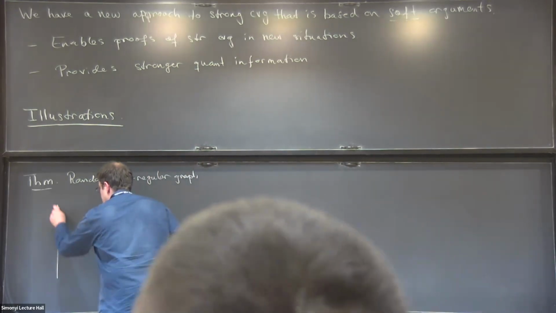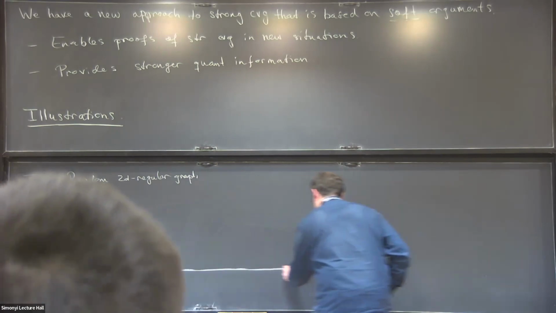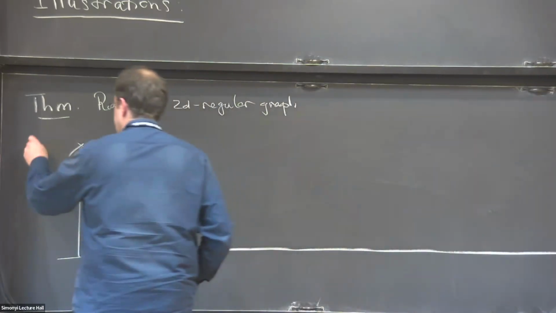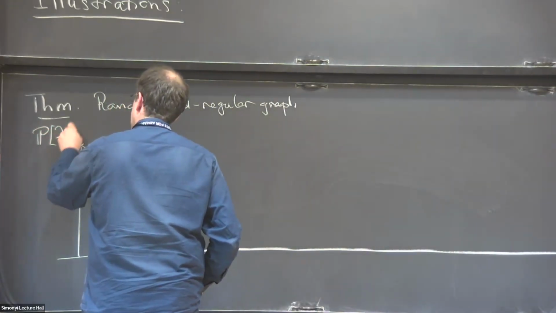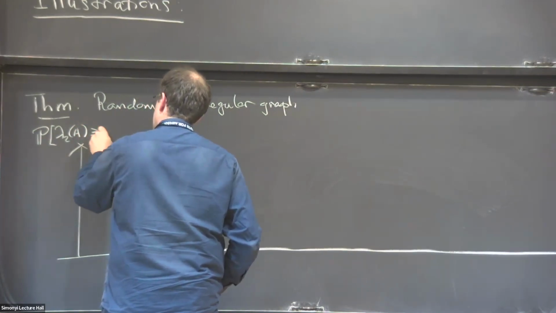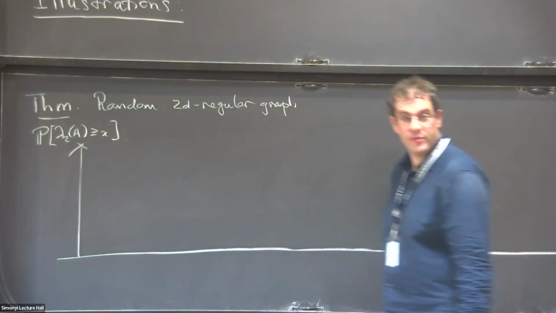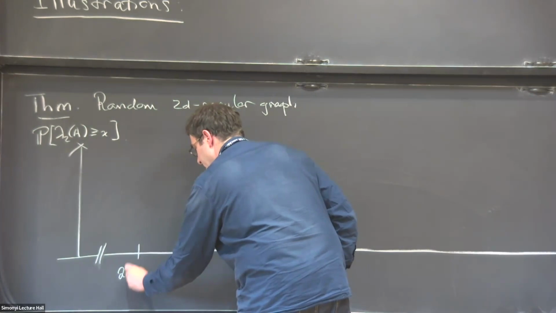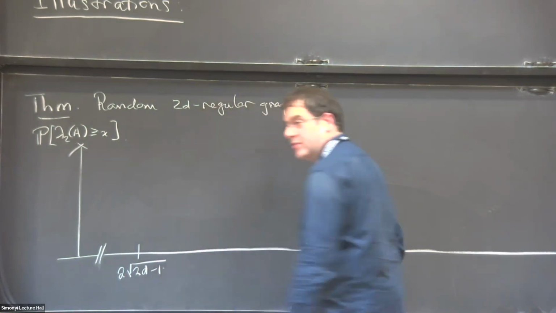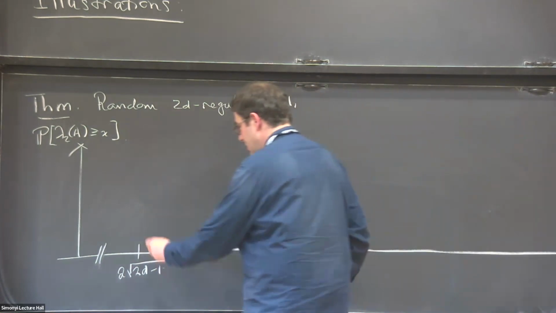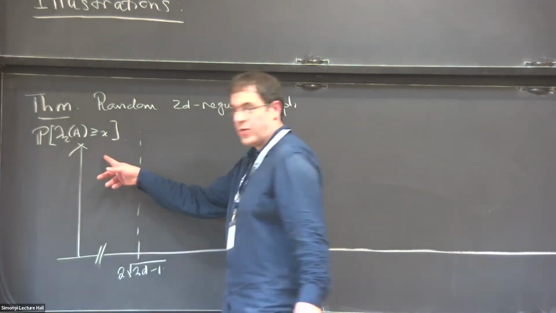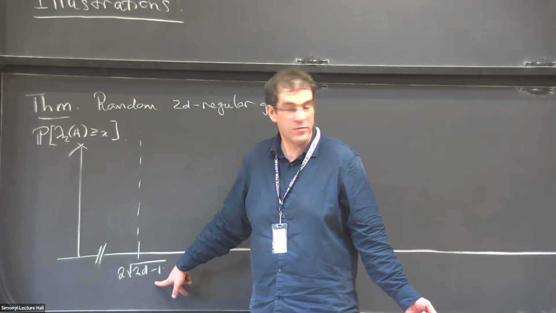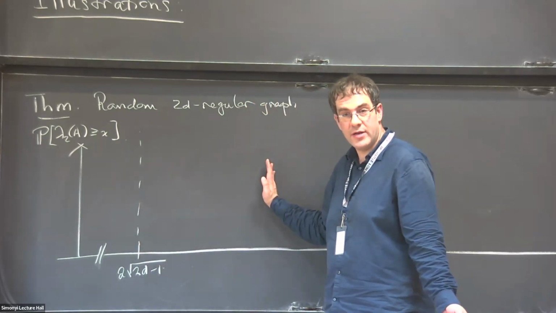So I'm going to try to draw a picture. Here's X, and on this axis will be the probability that lambda 2 of A is greater or equal than X. We're going to draw the distribution of this random variable. Here is 2 square root of 2d minus 1, because the degree is 2d. Beneath this point the probability is basically 1. The probability of being greater than something less than 2 square root 2d minus 1 is 1. That's Friedman's theorem. The question is what happens when we go above that. What are the probabilities of the variable?